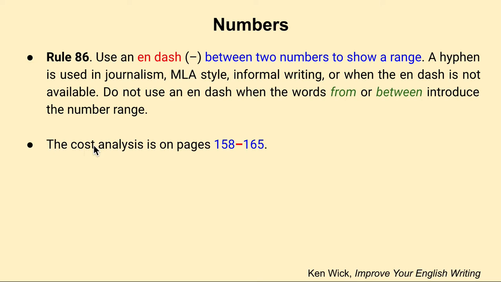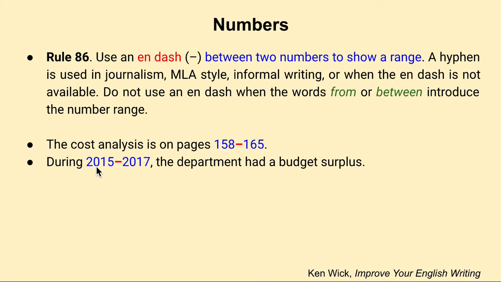So some examples. The cost analysis is on pages 158 through 165. So this is a number range, and to show that number range, we insert an en dash. During 2015 to 2017, the department had a budget surplus. So here we have a date range, a number range. To show that range, we use an en dash.